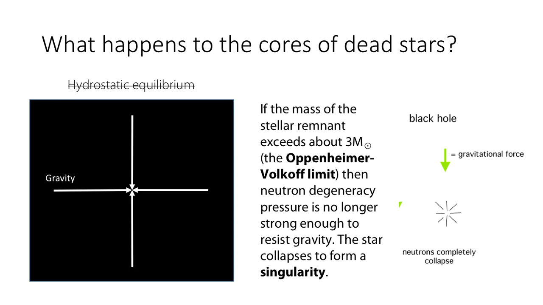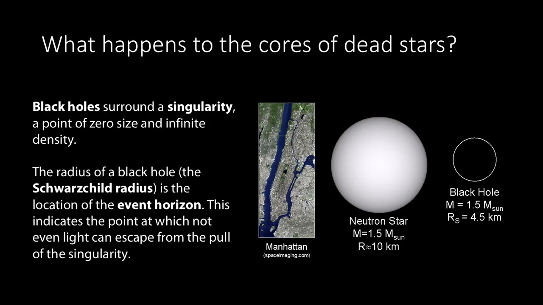As I was saying, if you exceed the Oppenheimer-Volkoff limit, then neutron degeneracy pressure is no longer enough and your neutrons are crushed into nothingness. The star collapses to form a singularity. A singularity is a point of 0 size, 0 volume, and infinite density.